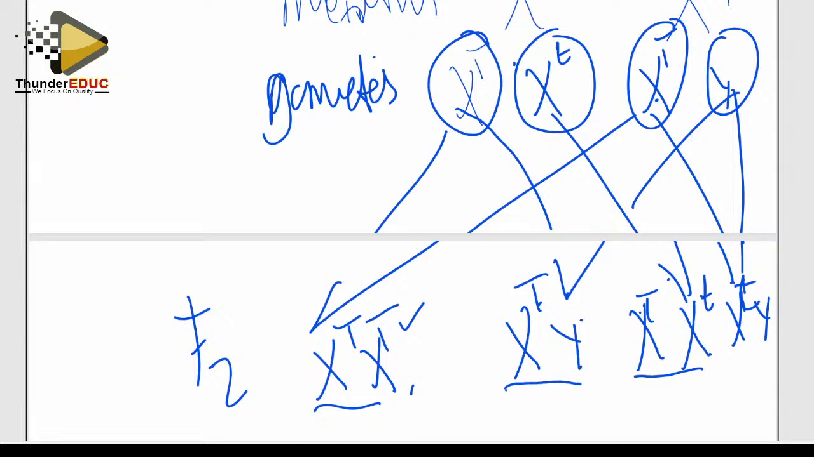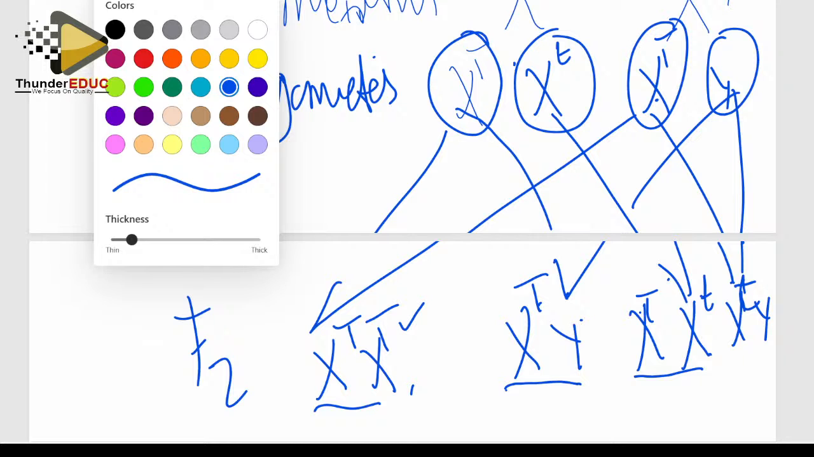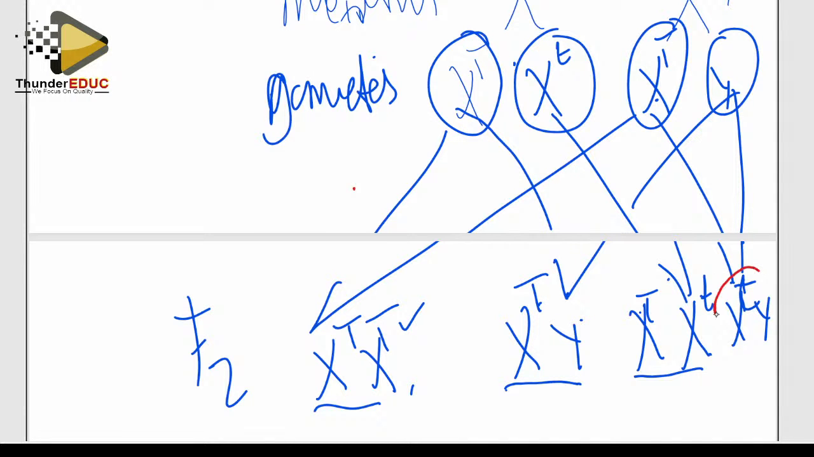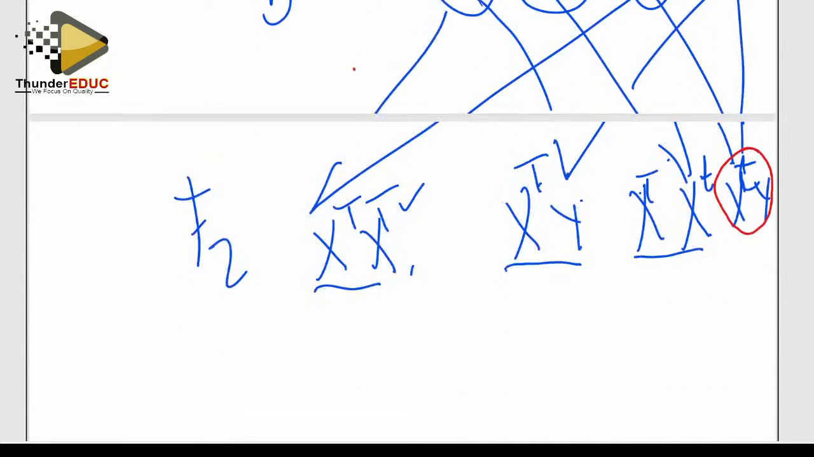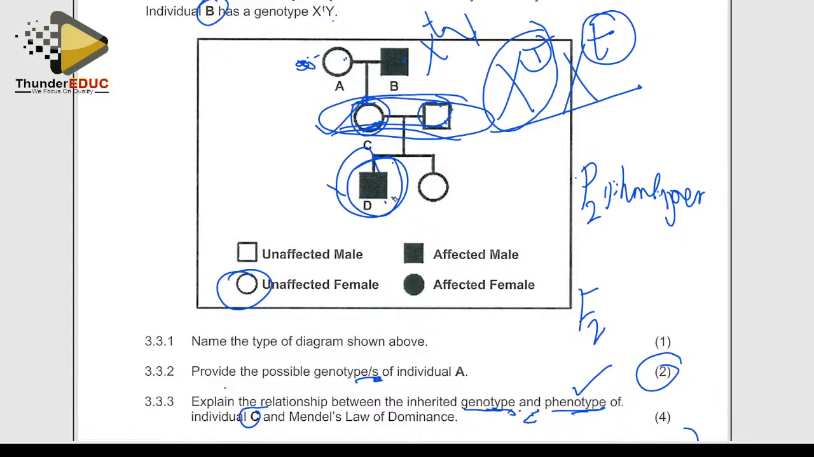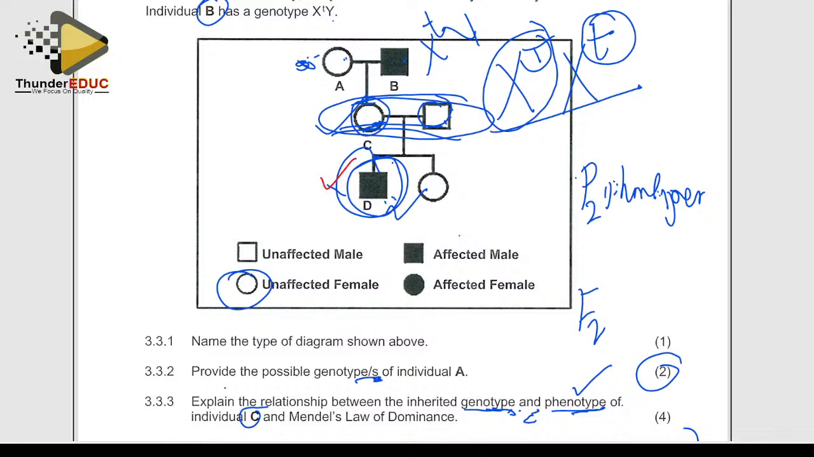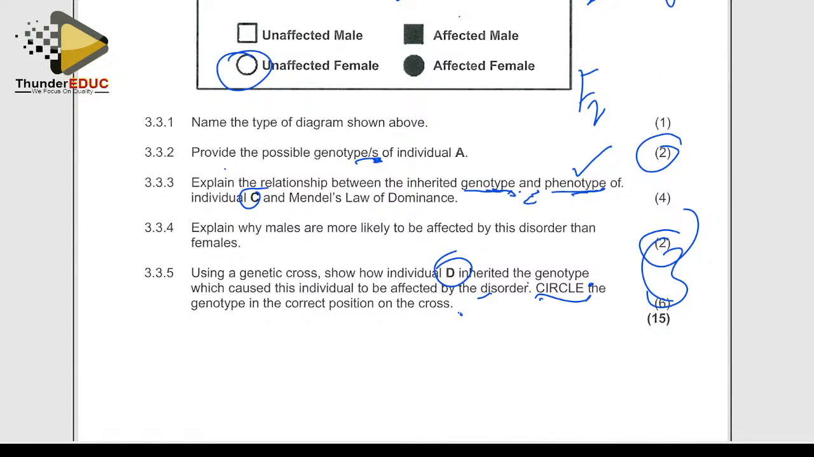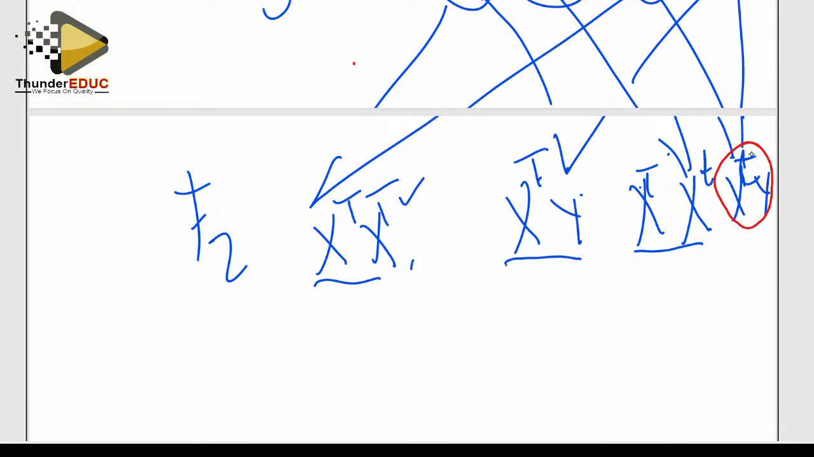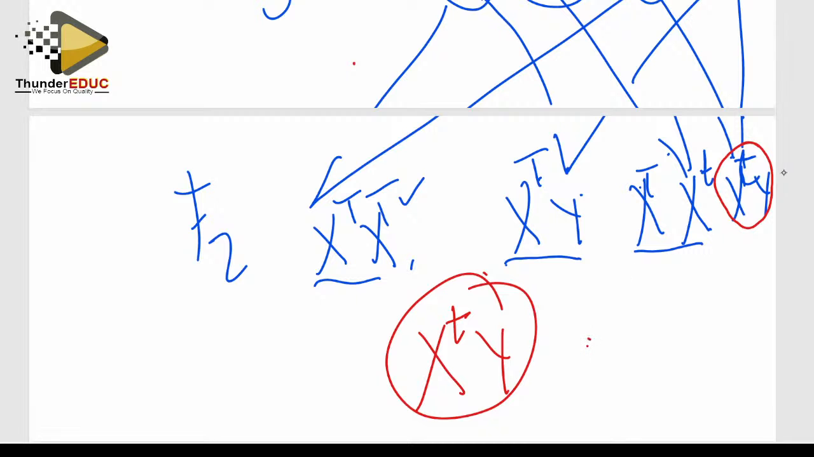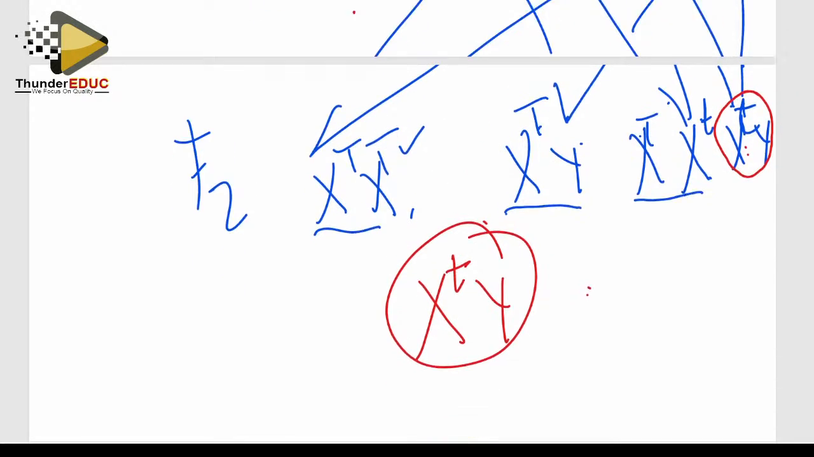So let me just say this one. They said circle. This is the one which caused this situation in this boy. Yes, this is the one. They're saying that circle the genotype in the correct position of the cross. You know what they are saying there? Yes, this is the one. So it's basically like this. That's the one which caused that individual to be like that.